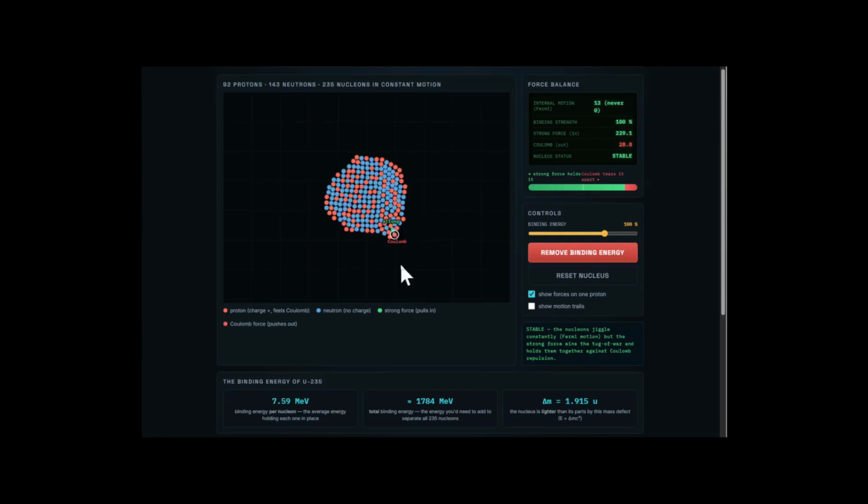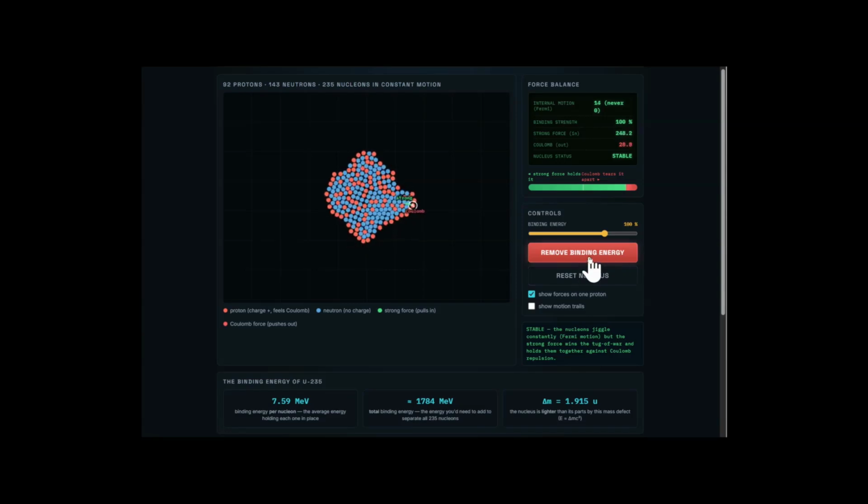It's jiggling around. There are internal forces going on inside the nucleus. The protons want to be away from each other. The strong nuclear force is holding them together. The neutrons are along for the trip, but there is this back and forth, this tug of war inside the nucleus, as some of the forces want to pull the nucleus together, some of them want to rip it apart.